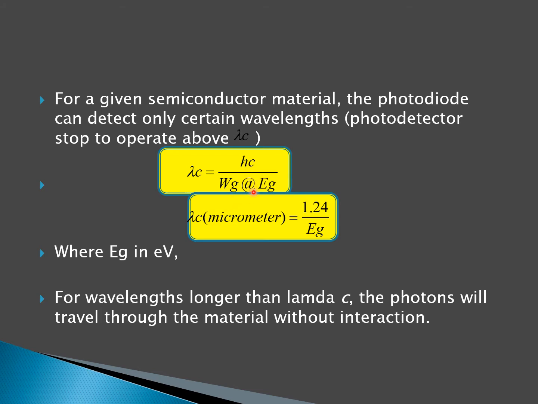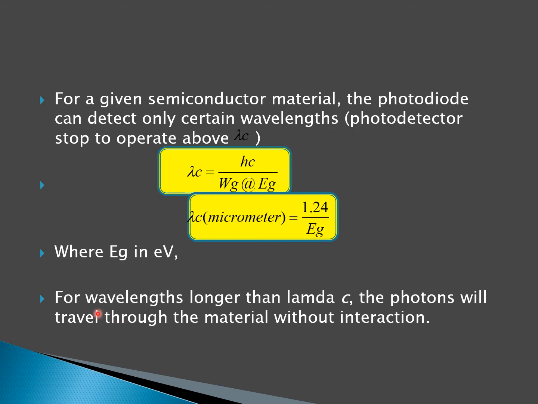Eg, or Wg, is the band gap energy, and the unit is electron volt. You know that hc, the Planck constant times the light velocity, when you multiply both of these, the value is actually 1.24, but for lambda c the unit must be micrometer. And this Eg depends on the type of your material, which is the band gap energy.